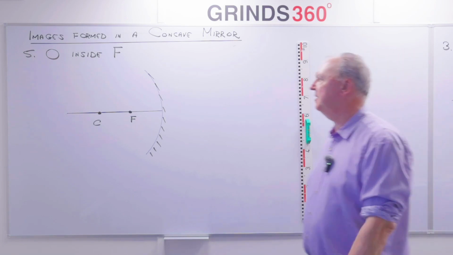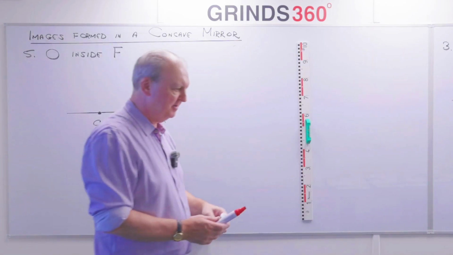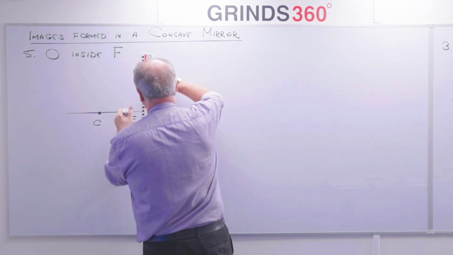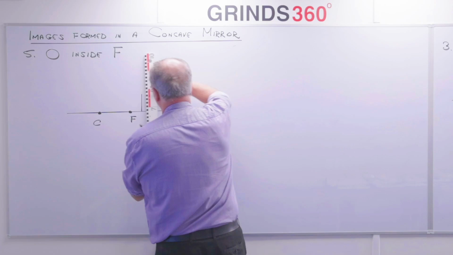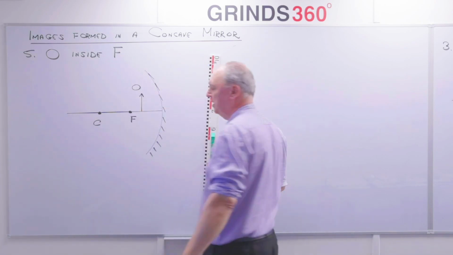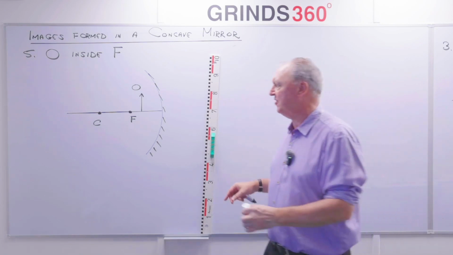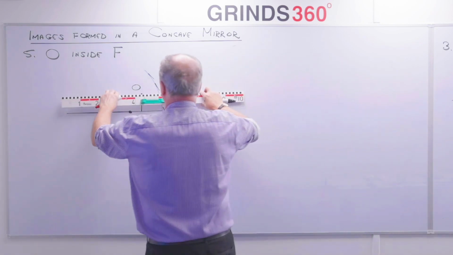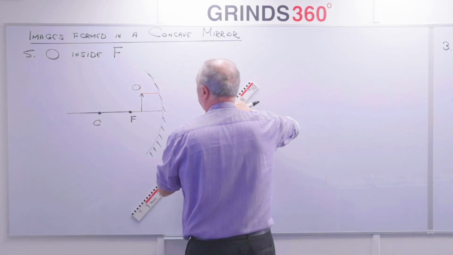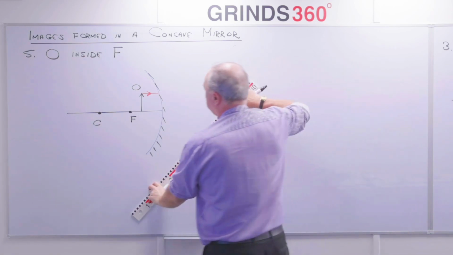And finally, let's move our object so it's inside F. So I'll take two construction rays. I'll always take the first one from the tip of the arrow, a ray of light parallel to the principal axis. What happens to it? It gets reflected down through the focus.